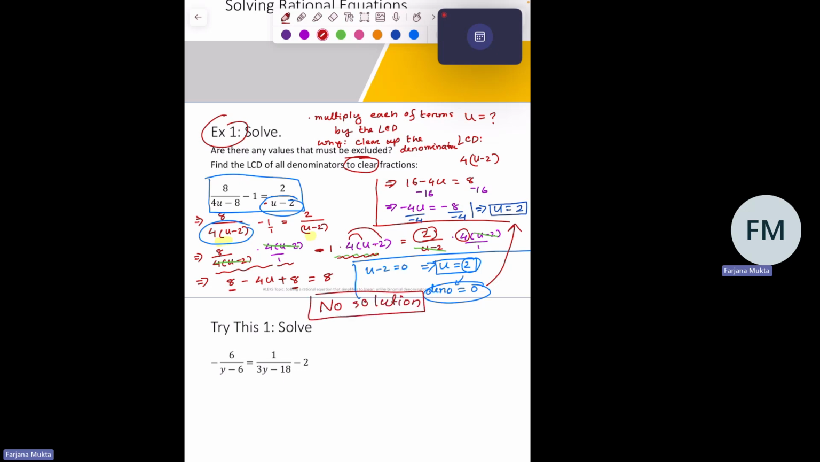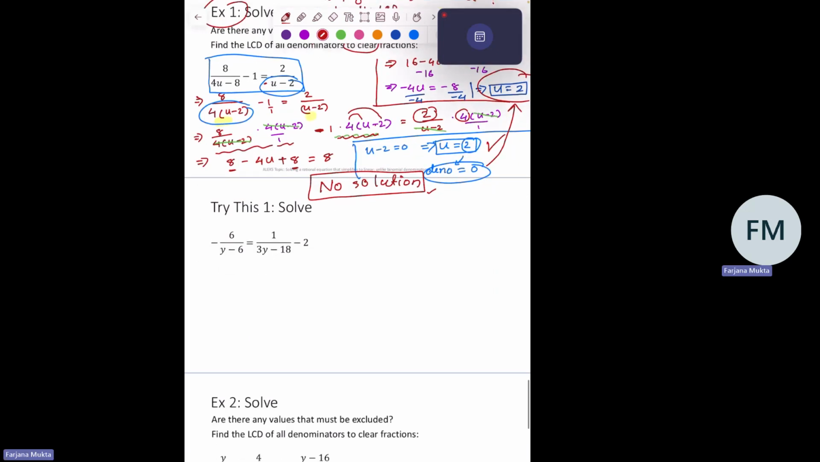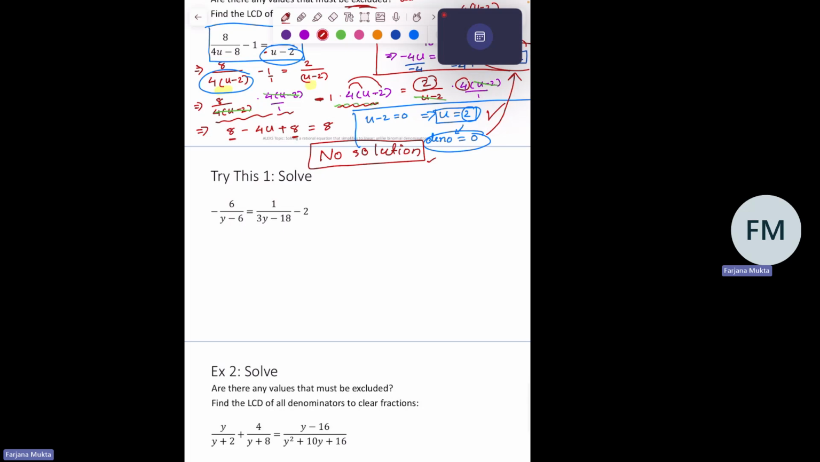Even though we have solved u equal to 2, this is not a valid solution. So in this type of problem, you do all the work, you find your solution, and you check your denominators for the possible value that will make the denominator 0. If that matches your solution, then the answer is no solution. If it doesn't match, then you keep your answer, and that's a valid solution. All right, let's move forward with our next example.